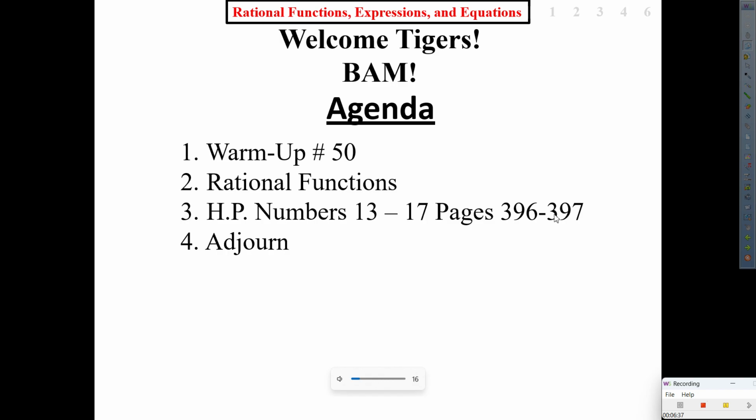So you copy the agenda, warm-up number 50, done. We're in the middle of rational functions. Today we're moving on to more complex ones and the simple ones we've been working with. But mostly you already have all the processes. I've been giving you little bits and pieces here and there. Tonight's homework is numbers 13 to 17 from pages 396, 397. You're going to have access to those pages with the code you just wrote down earlier. Or did I give you code already? No, I have it. I'll give you the code right now, as soon as you copy the agenda.